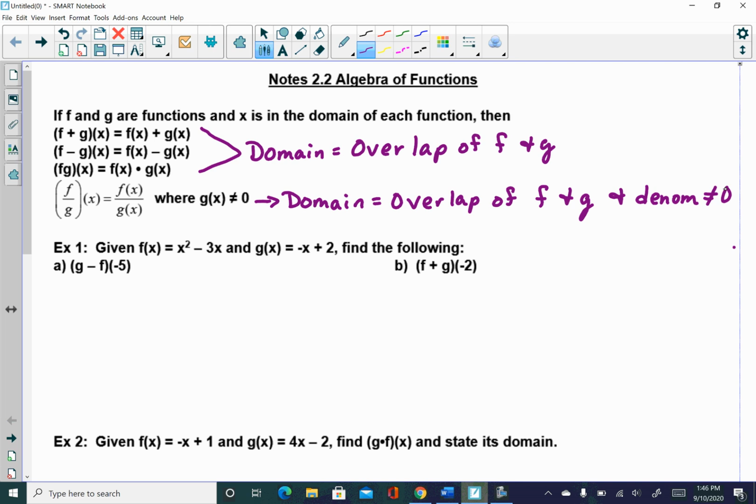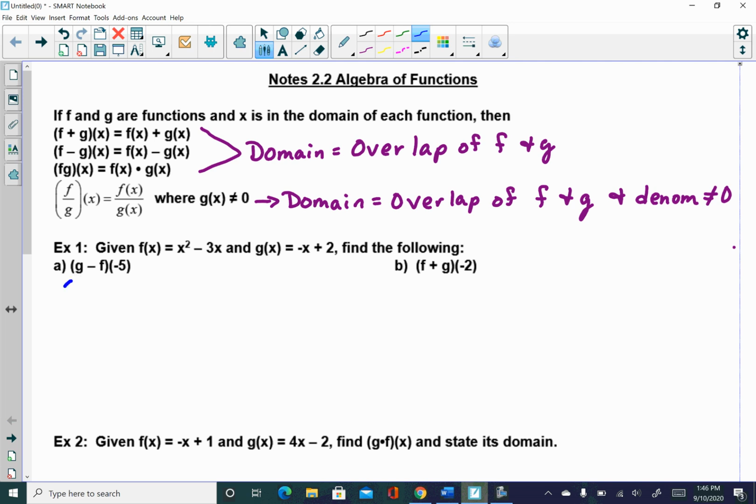Okay. All right, so I'm going to scoot on down here to example 1. In example 1, you're given a function for f of x and a function for g of x, and they want us to find the following. I'm actually going to do A with you, and I do believe that you can get letter B on your own with the solution key. That's the only one I'm not going to do with you.